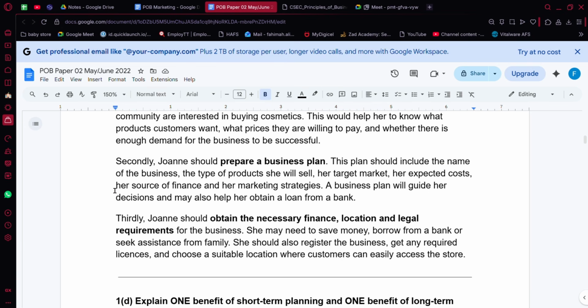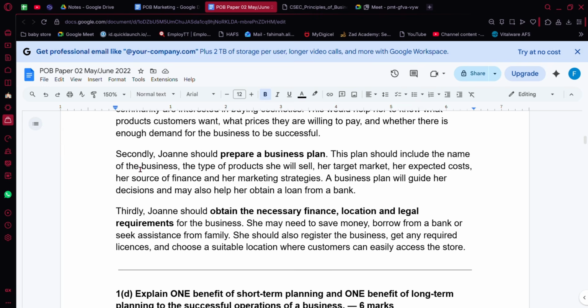Secondly, Joanne should prepare a business plan. This plan should include the name of the business, the type of products she will sell, her target market, her expected costs, her source of finance, and her marketing strategies. A business plan will guide her decisions and may also help her obtain a loan from a bank. Thirdly, Joanne should obtain the necessary finance, location, and legal requirements for the business. She may need to save money, borrow from a bank, or seek assistance from family. She should also register the business, get any required licenses, and choose a suitable location where customers can easily access the store.